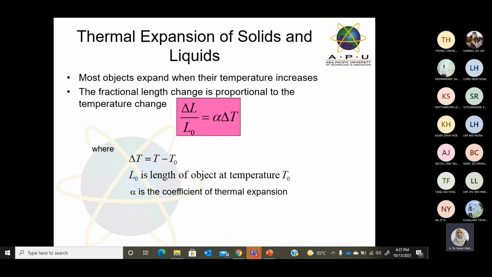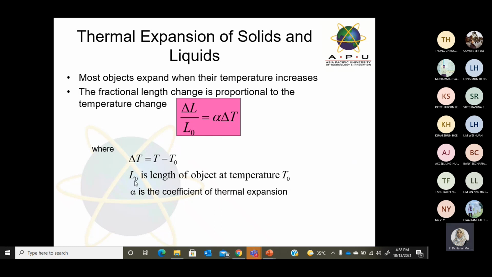Okay, next we look at thermal expansion of solids and liquids. Most objects expand when their temperature increases. The fractional length change is proportional to the temperature change. So ΔL/L0 equals the coefficient of thermal expansion times ΔT, where ΔT is the new T minus the original T, and T0 is the original T. So you must show the calculation of ΔT, then only you substitute in this formula.